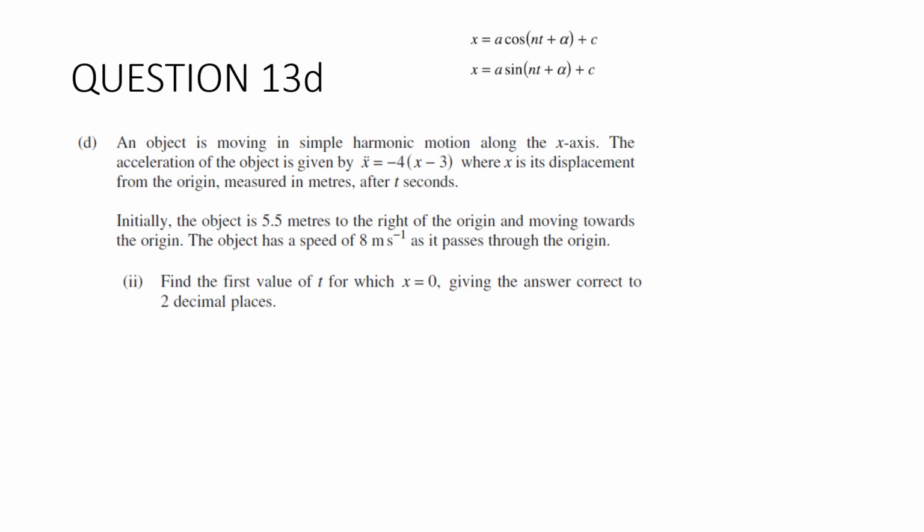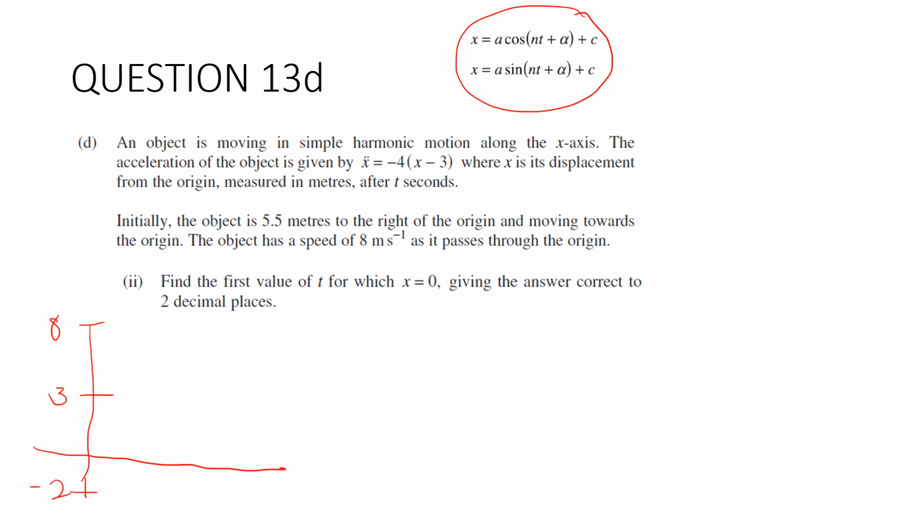Part 2, find the first value of t for which x equals 0, giving the answer correct to 2 decimal places. Now we are given these formulas here. I'm just going to do a quick sketch to see whether I'd like to use sine or cos. So we know the center of motion is 3, goes between 8 and −2, starts at 5.5 and heads towards the origin. So it looks something like this. So I think I'll use cos. It wouldn't matter if you used sine. So x is equal to, a is 5, cos, n is 2, plus alpha, and c is 3.